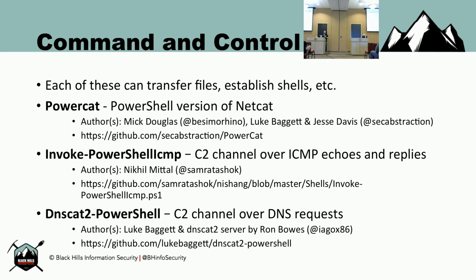ICMP. If you allow ping out of your environment, you can get a shell over ICMP echo requests and replies. Also, if you haven't heard of it, DNScat is a C2 tool that will allow you to establish a shell, and the cool thing about that is the request will recurse through DNS servers. So within an organization, the first thing it's going to hit is your internal domain controller or your internal DNS, then go out to the internet from there.